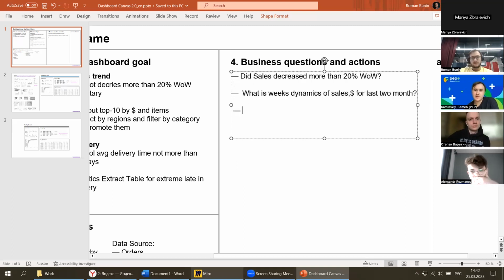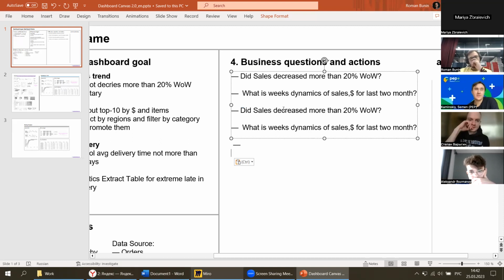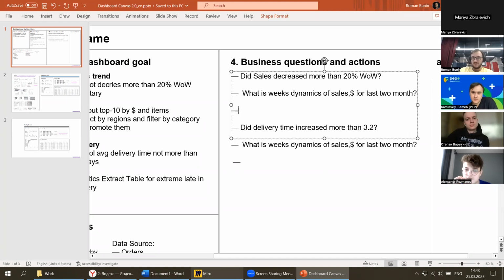Did delivery on average drop lower than 3.2 days? Maybe, yeah, how long on average does it take to complete delivery of the product? Okay. Did delivery increase? And by the way, you haven't mentioned this metric.